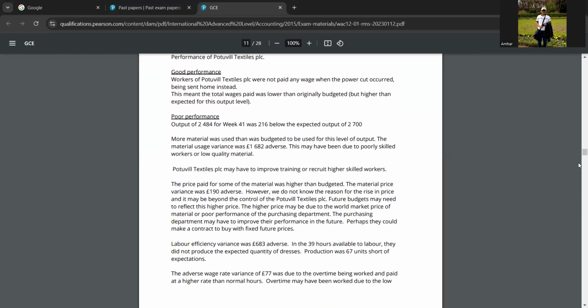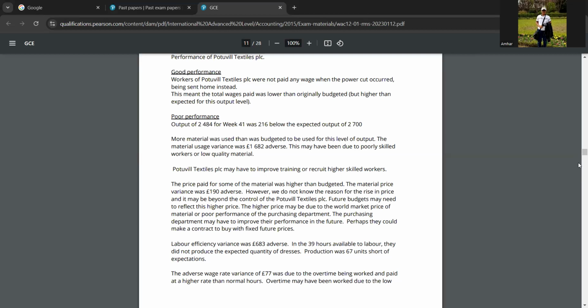Okay, now E part. Look at E part. The question says management has called a meeting to review the performance of the production department in week 41. So management has called a meeting to review whether they have performed well or badly. Now you have to evaluate the performance of the production department of Pottuvel Textiles PLC for week 41, and you have to suggest how future improvements could be made.